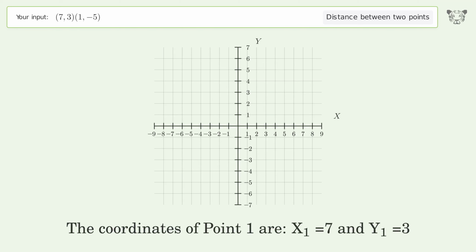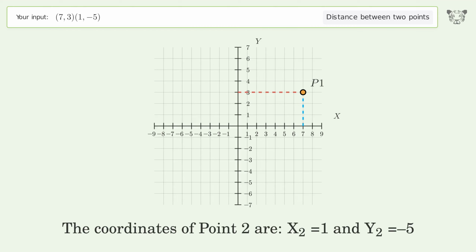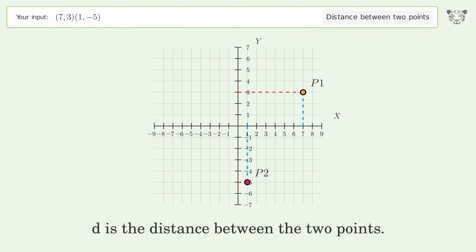The coordinates of point 1 are, x1 equals 7 and y1 equals 3. The coordinates of point 2 are, x2 equals 1 and y2 equals -5. D is the distance between the 2 points.